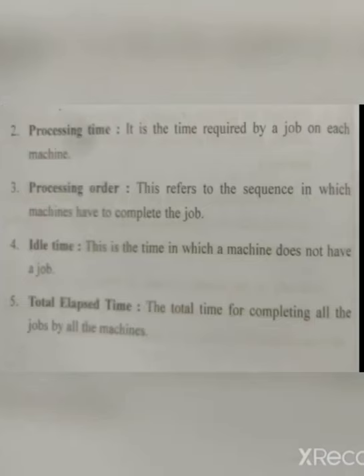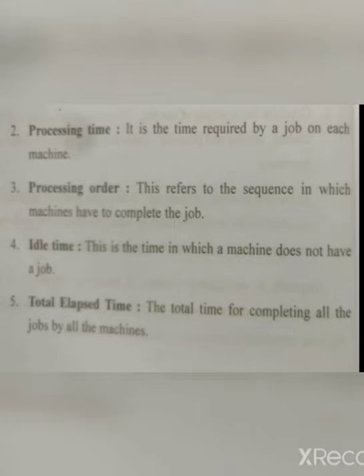Before that we have to come with some definitions. Processing time means the time required by a job on each machine. So when one particular job has to be finished, it takes time on each machine. The next will be processing order. This refers to the sequence in which machines have to complete the job.